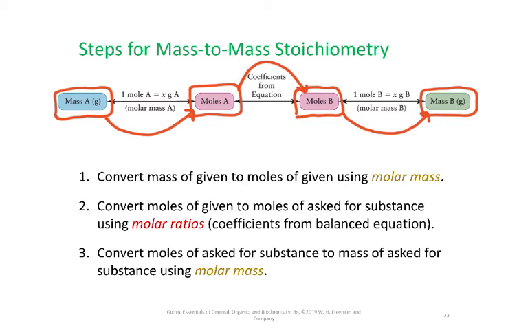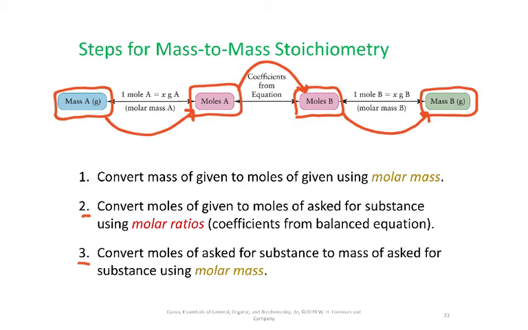Number 1, convert the mass of the given to moles using molar mass. Step 2, convert moles of given to moles of asked-for substance using molar ratios, the coefficients from the balanced equation. And then 3, convert moles of asked-for substance to mass of asked-for substance using molar mass.